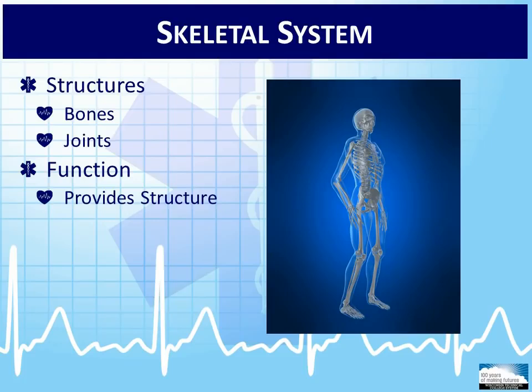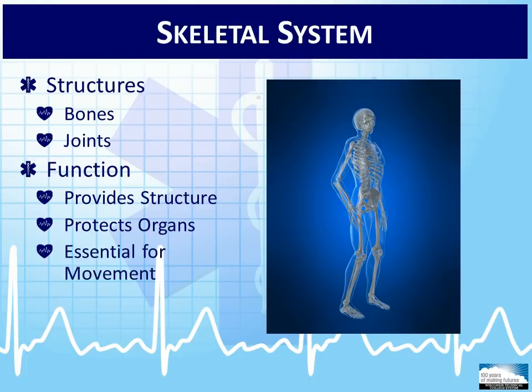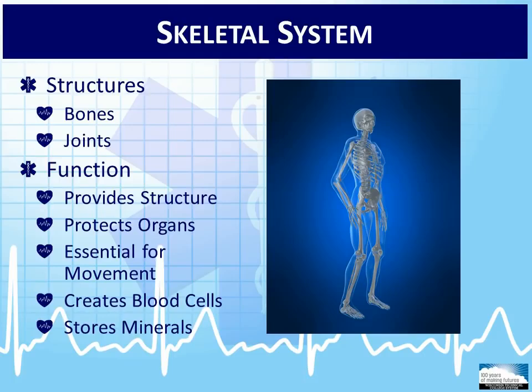Think of the skeletal system as the framing for a building. Without the 2x4s underneath, drywall and paint are useless. Without our bones, there would be no structure for our other systems and tissues. Our bones also provide critical protection for many of our organs, such as the heart, lungs, kidneys, spleen, etc. Our joints make it possible for us to move in conjunction with the muscular system, and the bones themselves create blood cells in the bone marrow and store minerals.